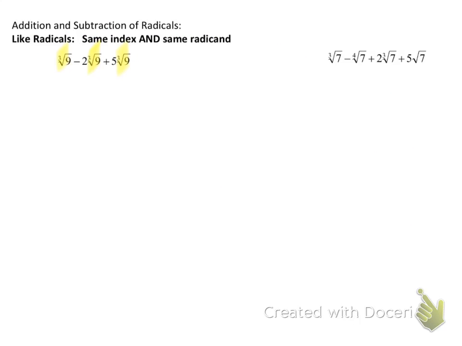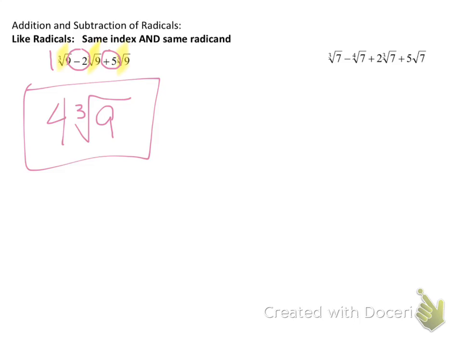Finally, we're adding like radicals. If you notice in the first example, they're all cubed roots of 9. So we're just going to see how many cubed roots of 9 we have. We have 1 and -2 and 5 of them, so altogether we have 4 cube roots of 9.